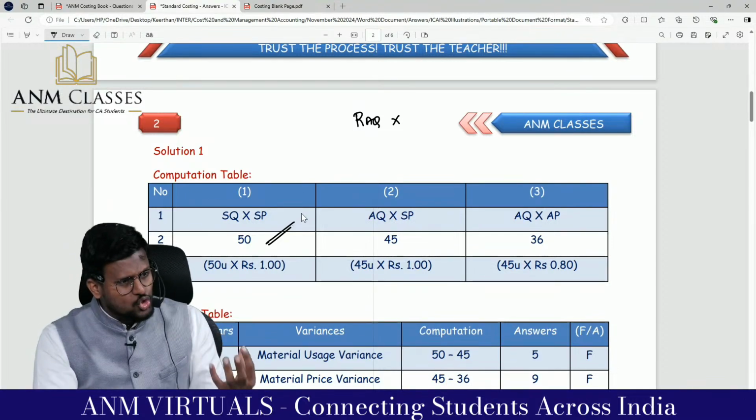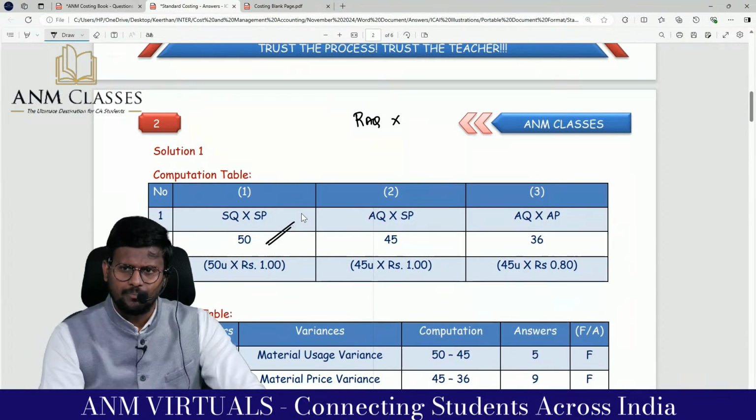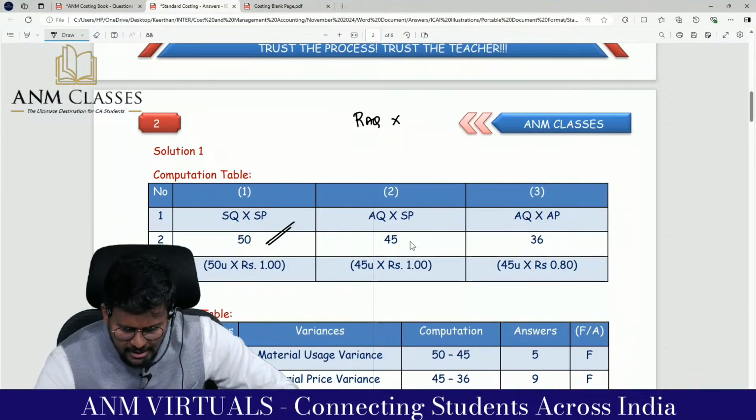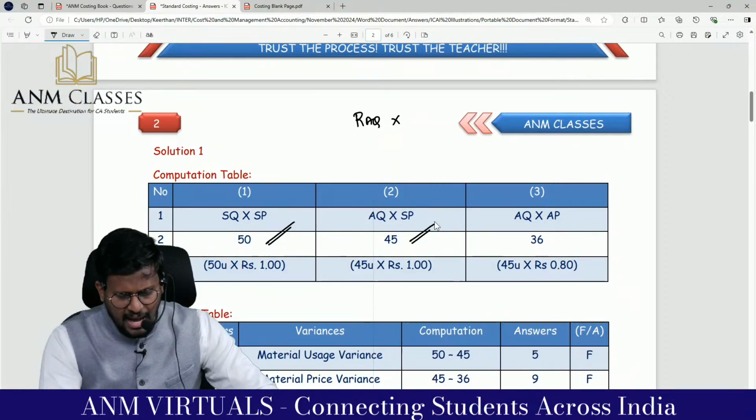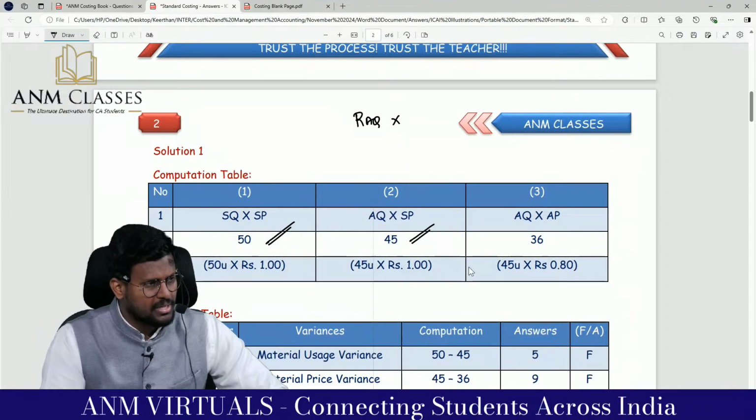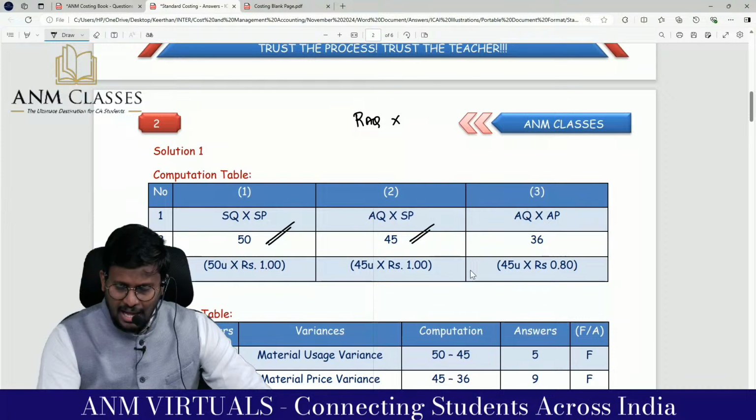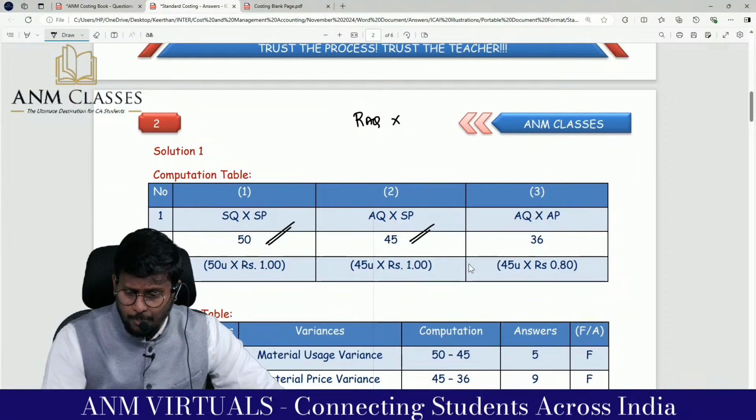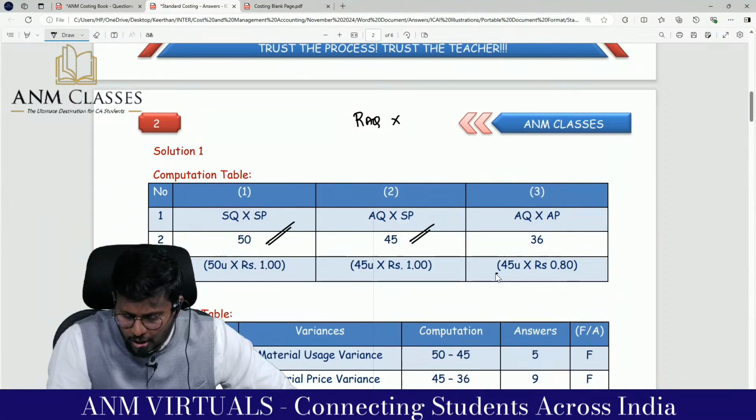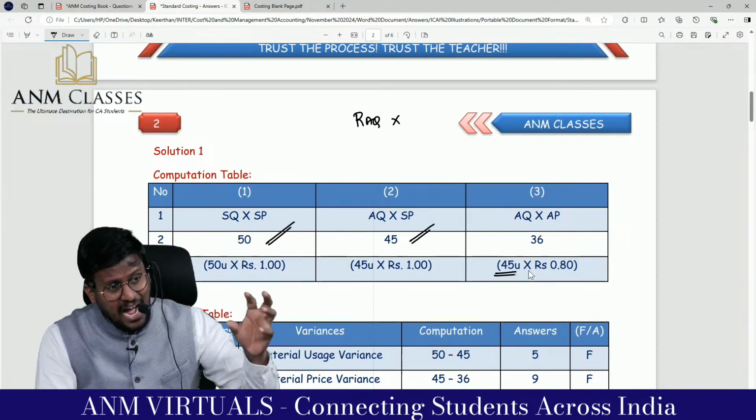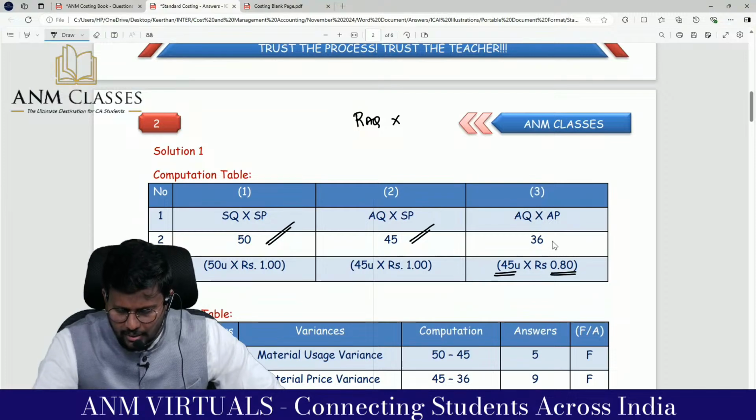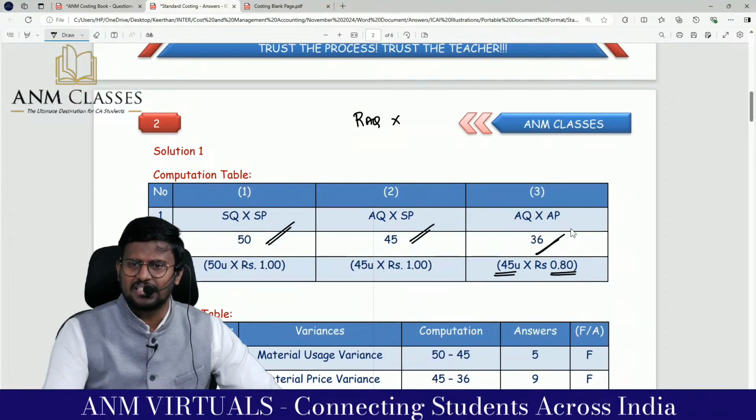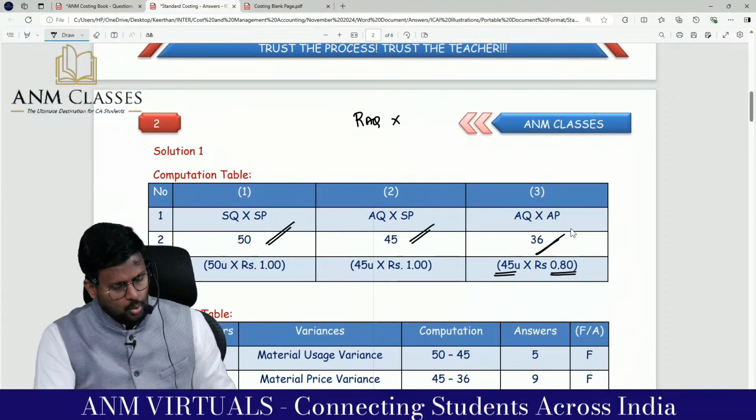Whereas actual quantity is only how many units? 45 into standard price 1, 45 rupees is the actual quantity into standard price. Comfortable? Yes, sir. Actual quantity into actual price. What is the actual quantity? 45 units. What is the actual price? 0.8. So 45 into 0.8 comes to 36 is the actual quantity into actual price.